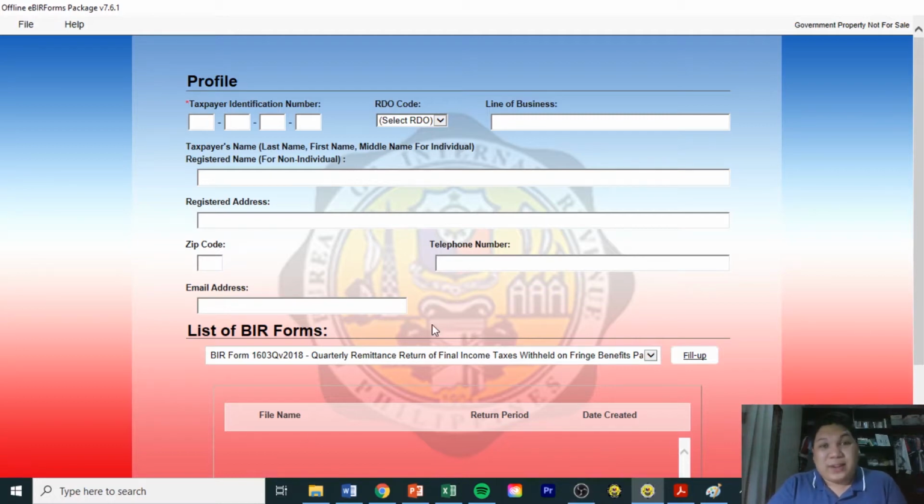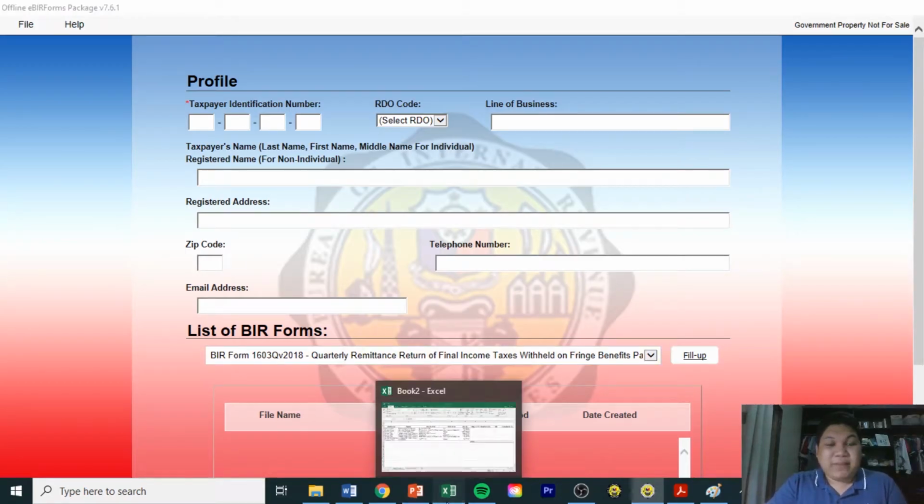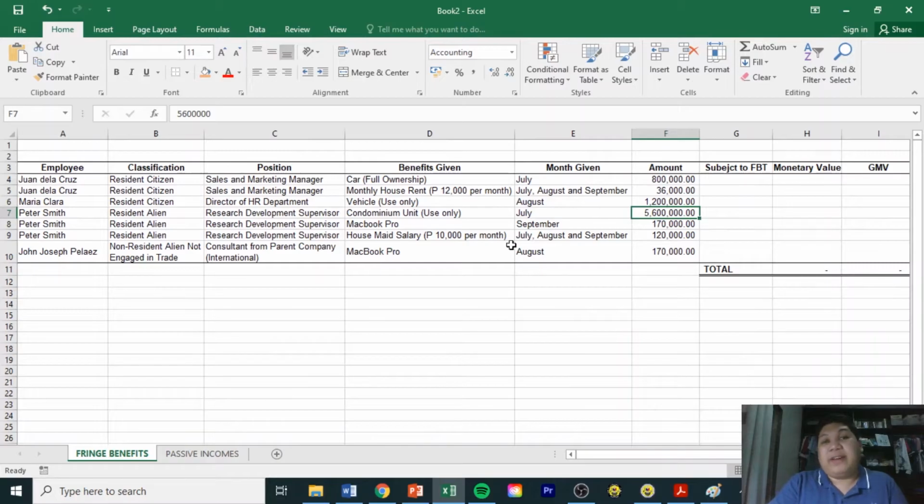As you can see on your screen, we have here the eBIR Forms. I have here already a working paper for my fringe benefit taxes to different employees that we have. In this video, we assume that we are the employer company and we gave fringe benefits to some of our employees. These employees are Juan de la Cruz, Maria Clara, Peter Smith, and John Joseph Pelaez. So we have 4 employees here who received fringe benefits from our company.